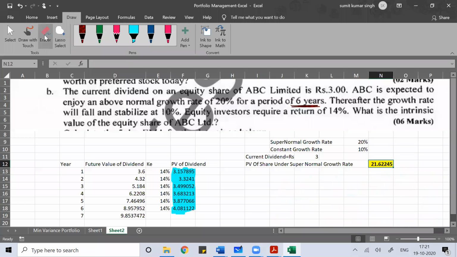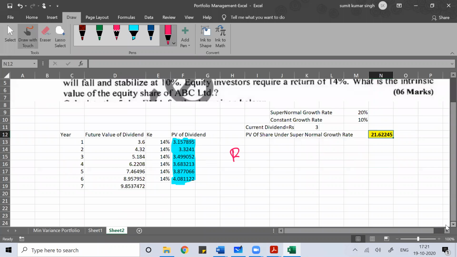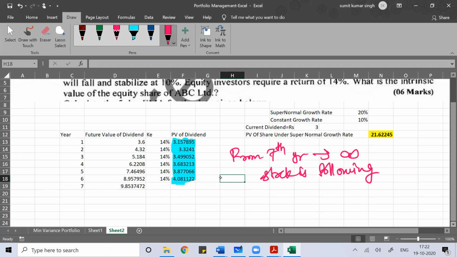Now what happens is that from the seventh year to infinity, the stock is following the constant growth rate model.